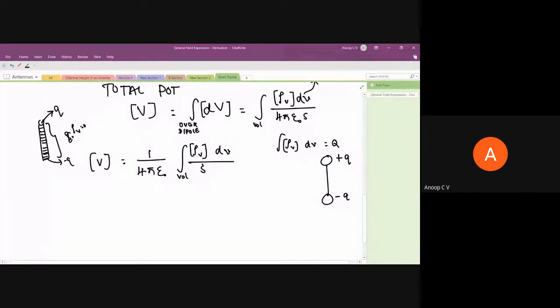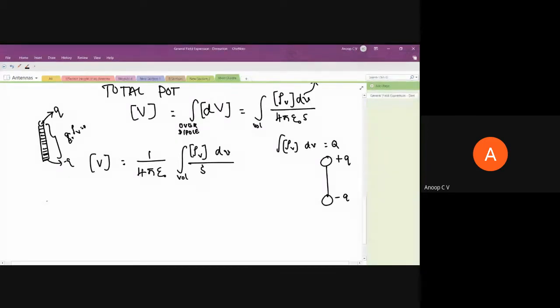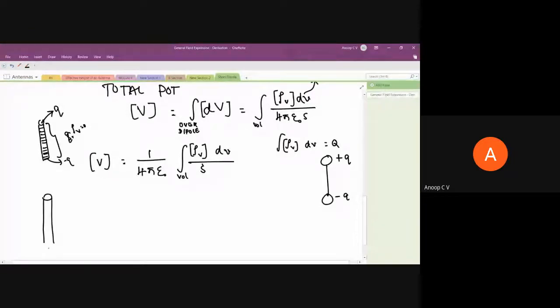So what do you have to integrate? You have to integrate rho v by S over the entire volume. So your entire volume is this. So what is integration actually?